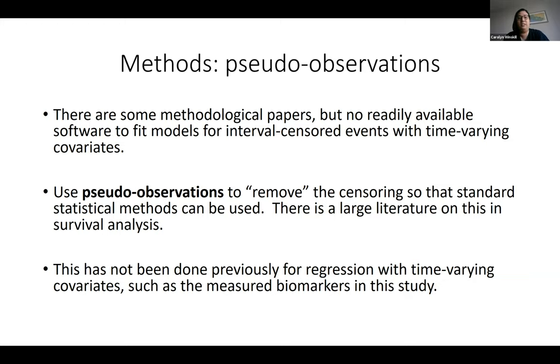And there's a lot of literature on using pseudo observations in survival analysis, especially for right censored data and a little bit for interval censored data. To our knowledge, there is no literature previously on using pseudo observations to analyze time-varying covariates, which was really important for the covariates in our data set, but I'll show how we applied the method in our analysis.